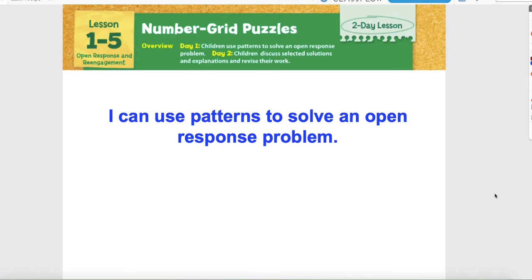Friends, we are actually going to do lesson 1-5 in our math, which is working on number grid puzzles. And I think in lesson 1-4 we practiced with the number grid. We talked about how if you go sideways on the number grid, you count by ones, and if you go up and down on the number grid, you count by tens. We're going to practice that a little bit more even today. So today's math lesson talks about using those patterns to solve an open response problem.